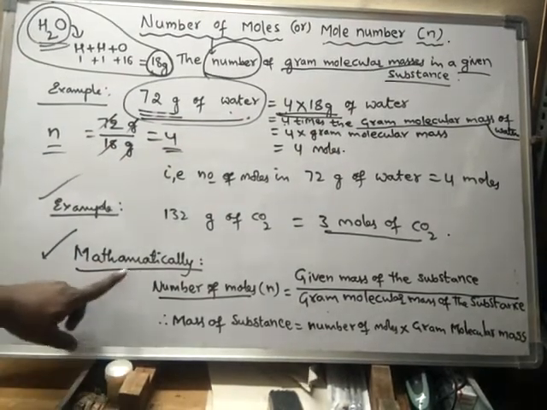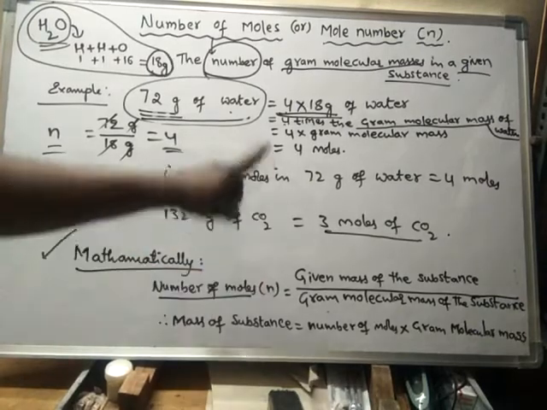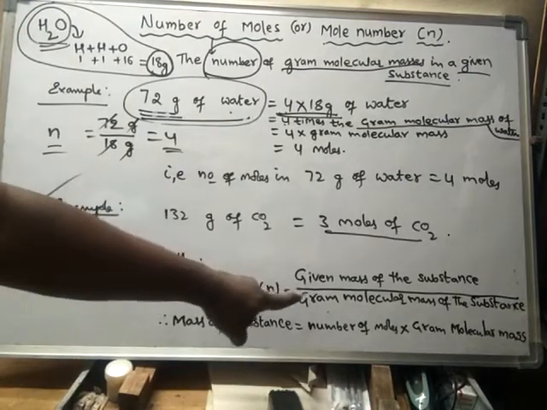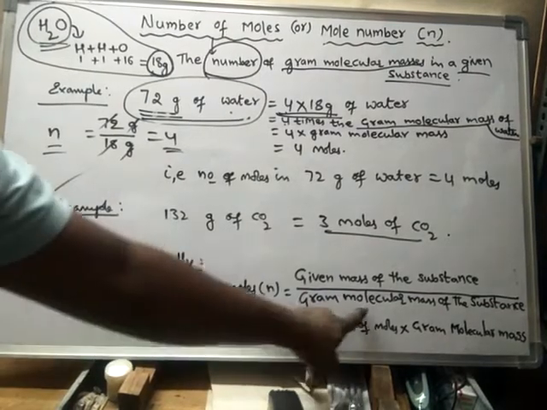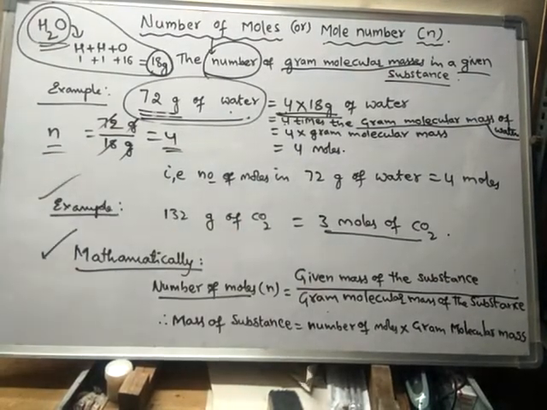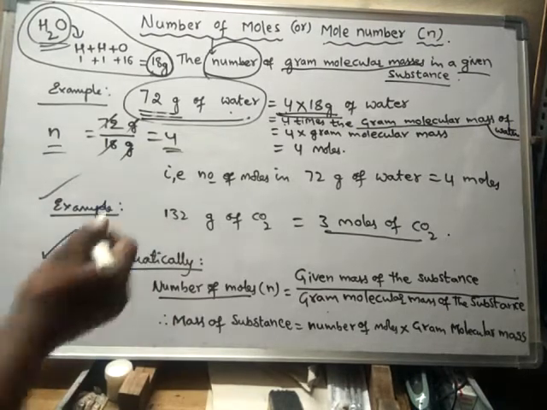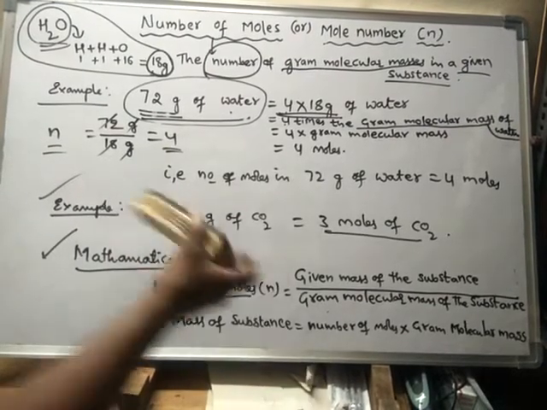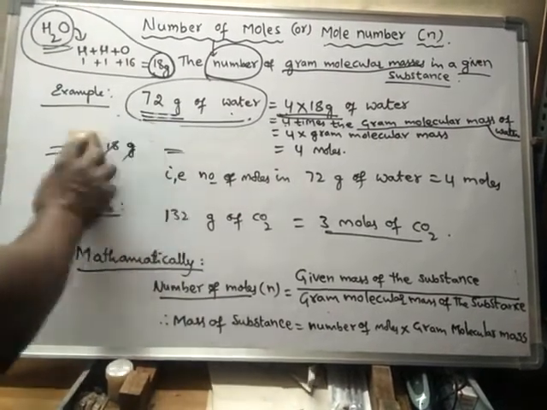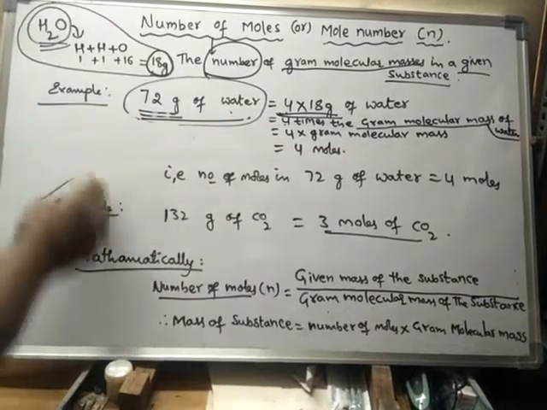So with the help of the mathematical equation we can obtain the number of moles from the given mass of the substance, when we know the gram molecular mass of that substance. For example, here also we can calculate how many moles of carbon dioxide are there. Again the same formula we will use to calculate the number of moles.